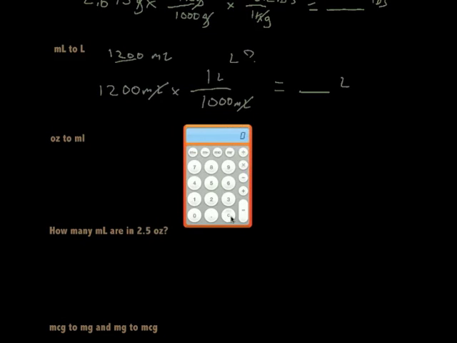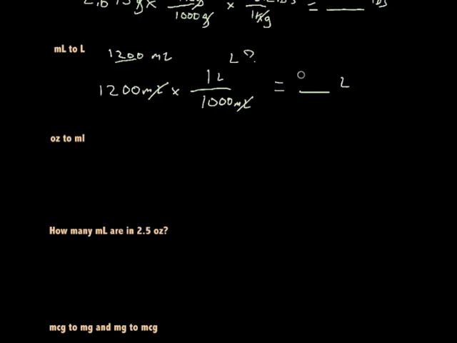Grab your calculator. 1,200 divided by 1,000 equals 1.2. 1.2 liters. So that's essentially going from milliliters to liters.